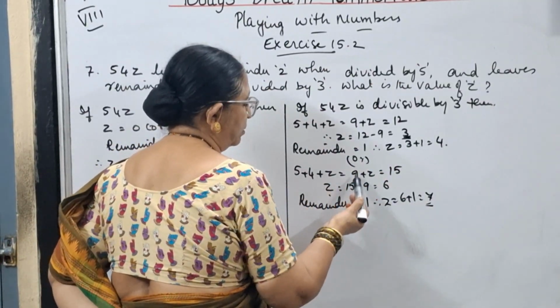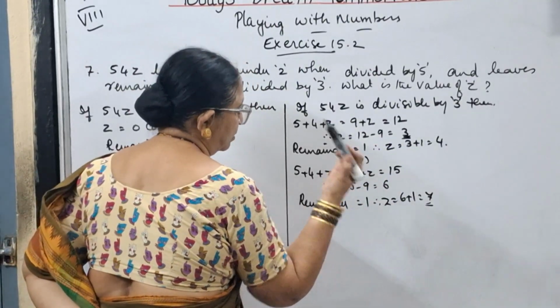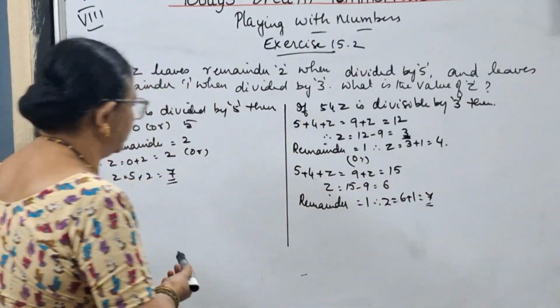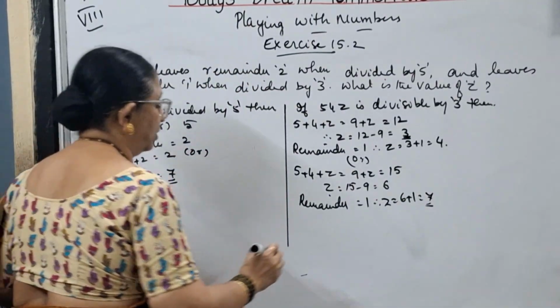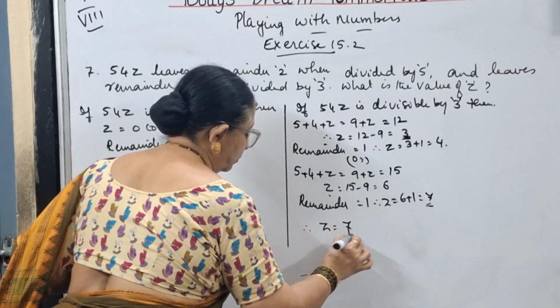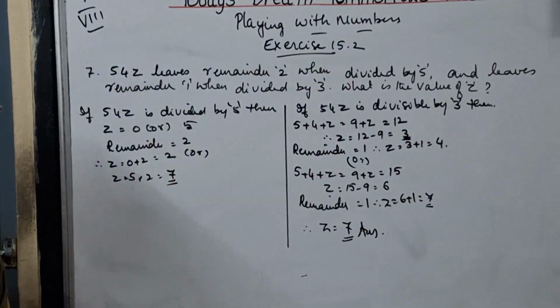5 plus 4 plus z is equal to 9 plus z, that is after 12, 15. So, z is equal to 6 I got. Remainder 1, so z is equal to 7. In both the cases, I have got 7 as the same number. Therefore, z value will be equal to 7. This is the answer, children. I hope I am clear. Please understand and copy it.